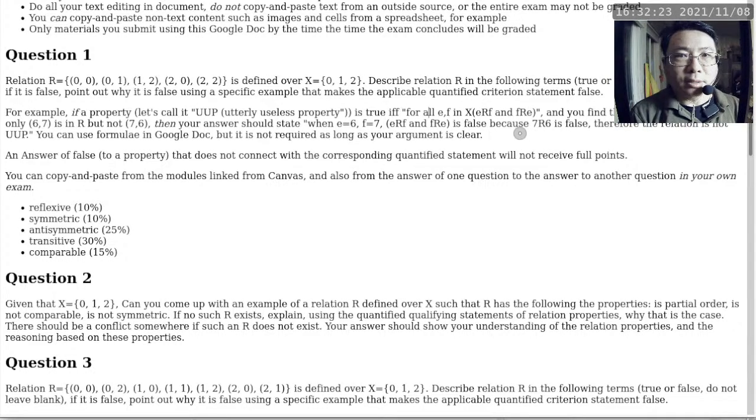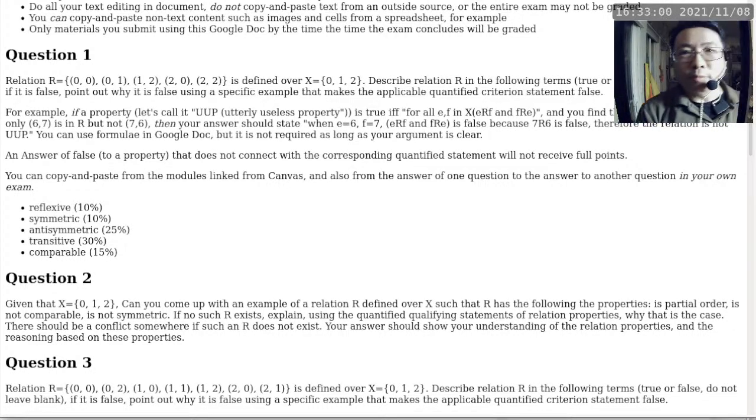So that is the kind of explanation that I would be expecting in this test, because each question states what I'm expecting in the answer. An answer of false to a property that does not connect with the corresponding quantified statement will not receive full points. And that's all I said. It's not going to be receiving full points, which can start with a 0. So it can be 0, can be 1, can be 2, can be 3. It's just not going to be 4 out of 4. All right. So when they do satisfy, we just say yes.